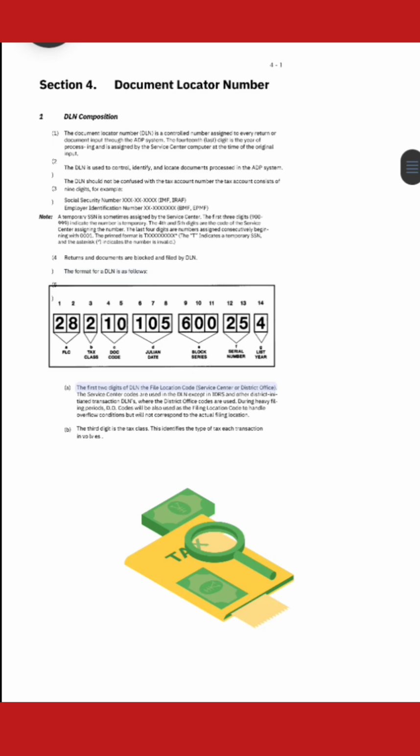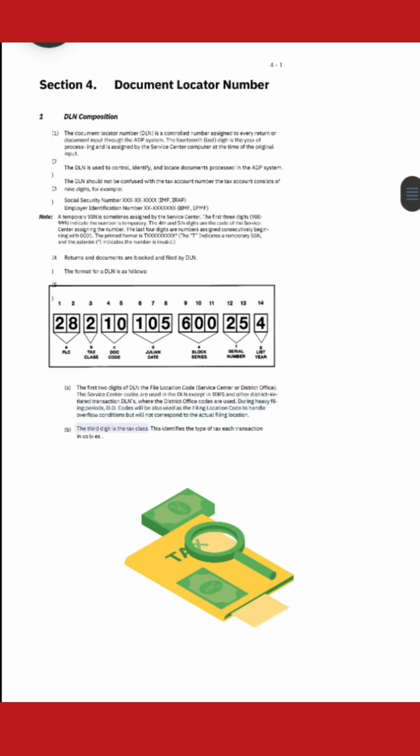The first two digits of the DLN are the file location code, service center or district office. The service center codes are used in the DLN except in IDRS and other district-initiated transaction DLNs, where the district office codes are used. During heavy filing periods, DO codes will also be used as the filing location code to handle overflow conditions but will not correspond to the actual filing location.